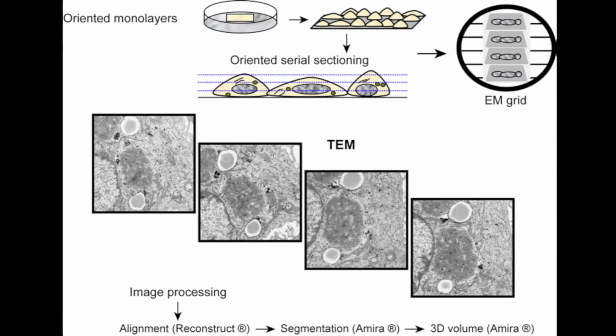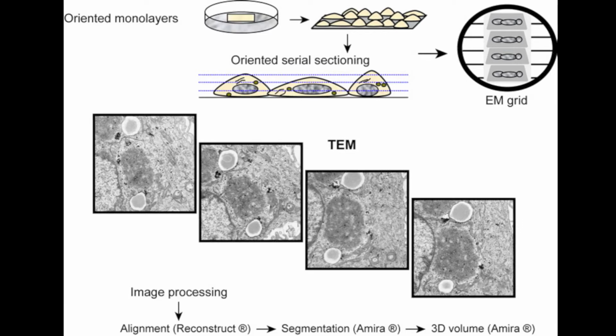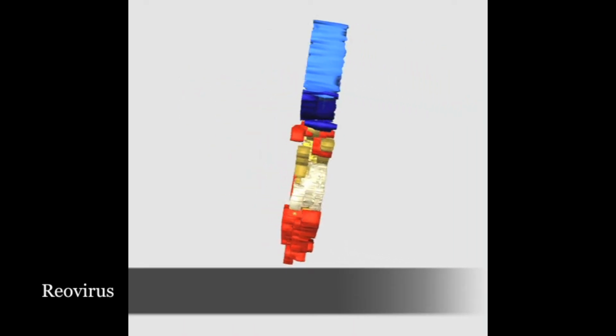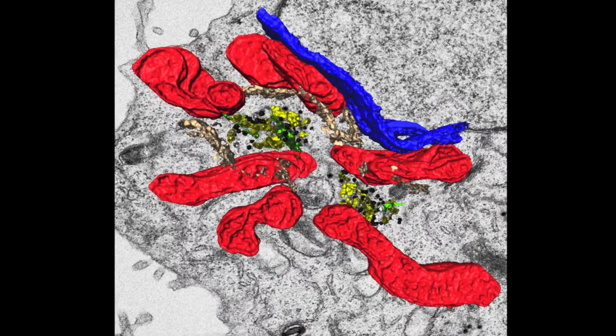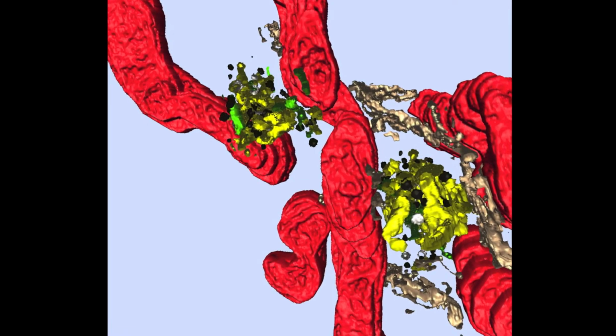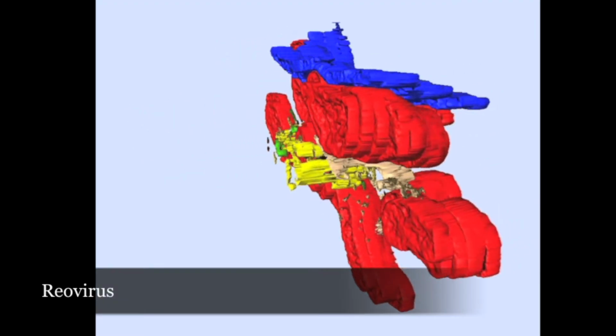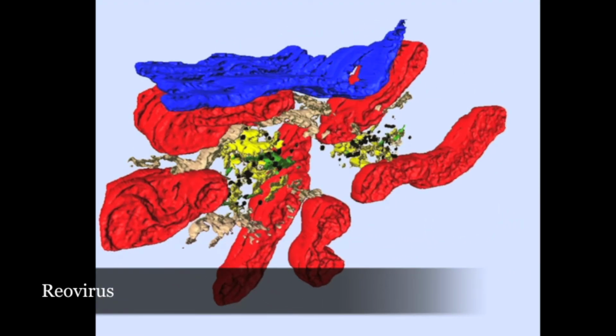Oriented serial sections are collected in an ultramicrotome and visualized by transmission electron microscopy. Images are aligned and processed for 3D reconstruction. Viral factories contain interorganelle contacts not observed in non-infected cells. Their complex architecture is starting to be revealed with the help of 3D imaging.